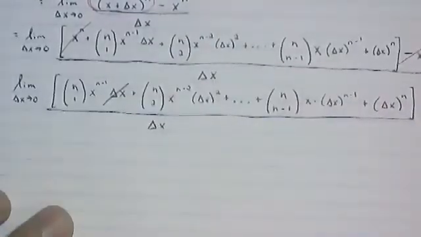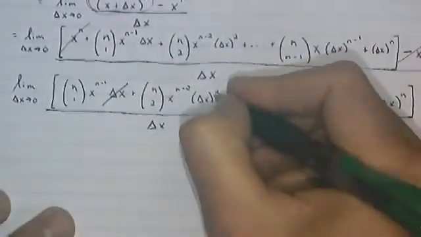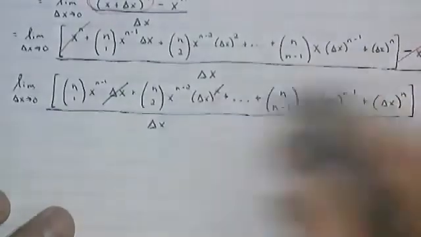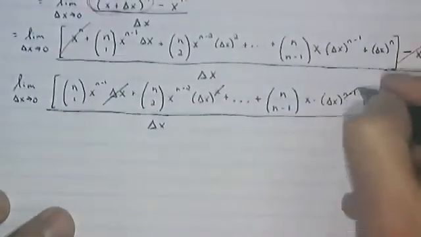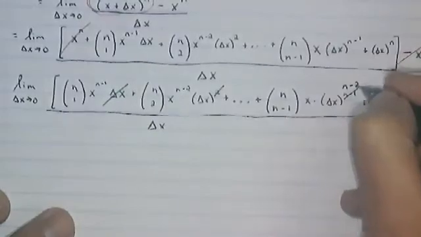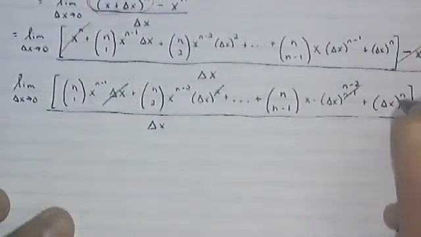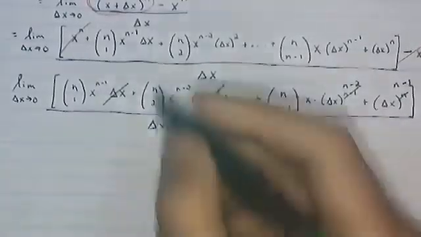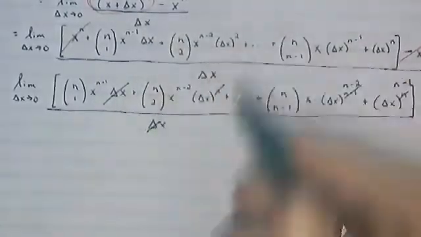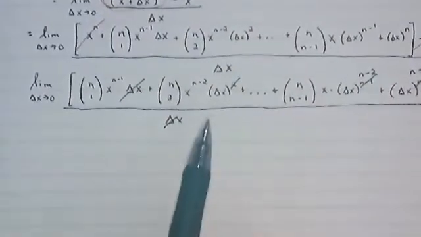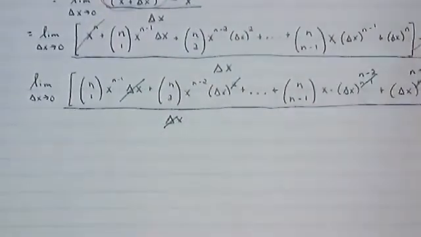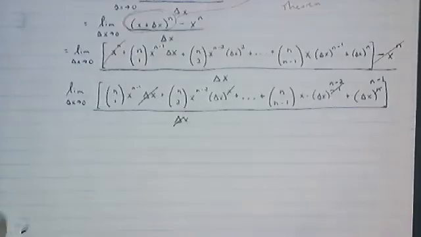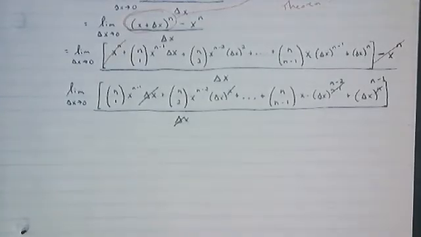Later, delta x. Later, one of these delta x's. Later, this troublesome delta x in the denominator. Oh, we're getting somewhere. Got rid of the 0 in the denominator. We're getting close.